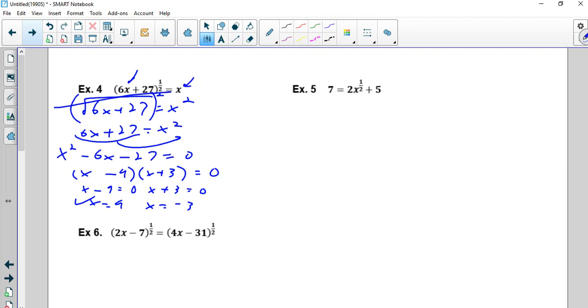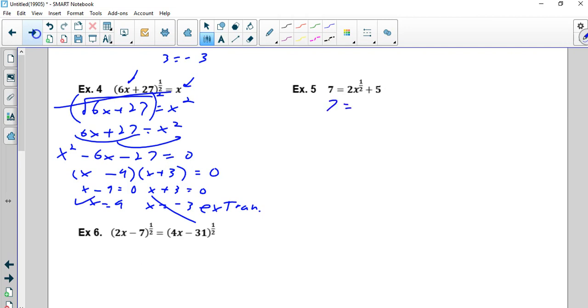We plug in negative 3. 6 times negative 3 is negative 18. 27 minus 18 is... we're plugging in negative 3, sorry. Lost my train of thought for a minute. Negative 3 times 6 is negative 18. 27 minus 18 is 9. The square root of 9 is 3. But we're plugging in negative 3, so we end up with the statement 3 equals negative 3, which is false. So this answer is extraneous. 9 works, negative 3 does not.